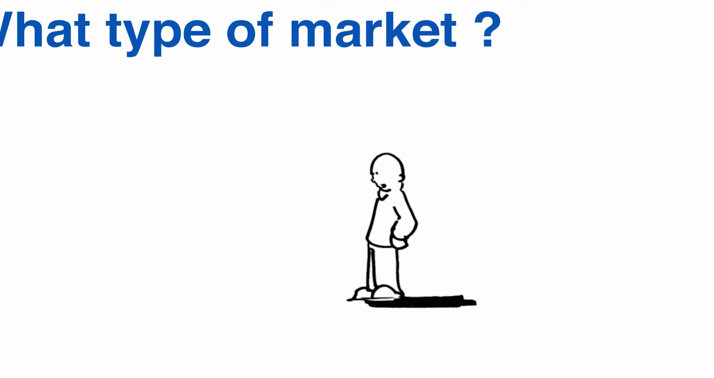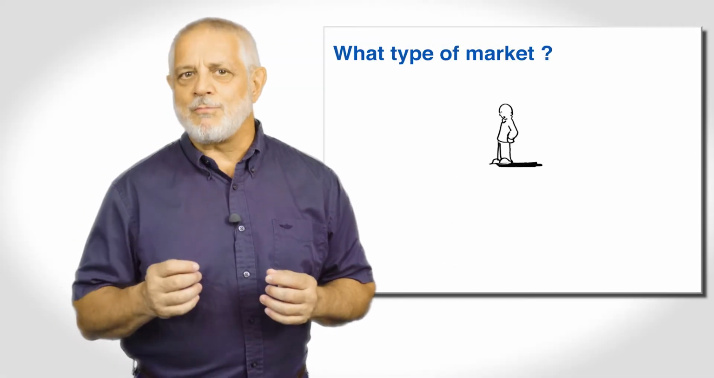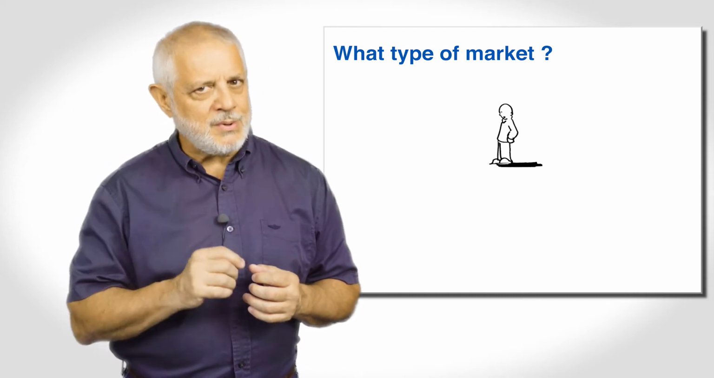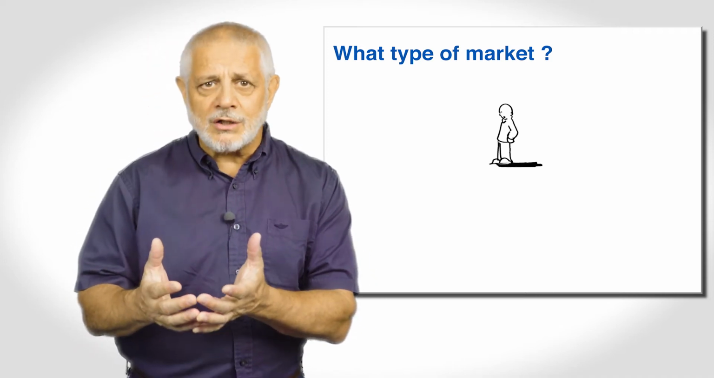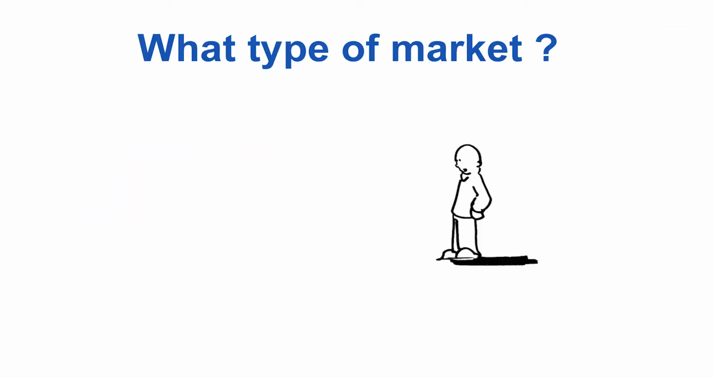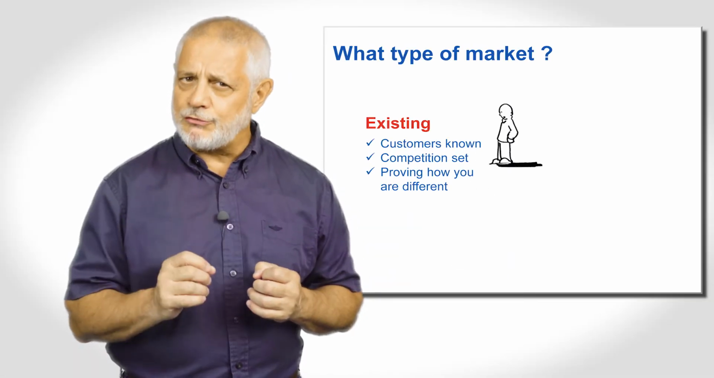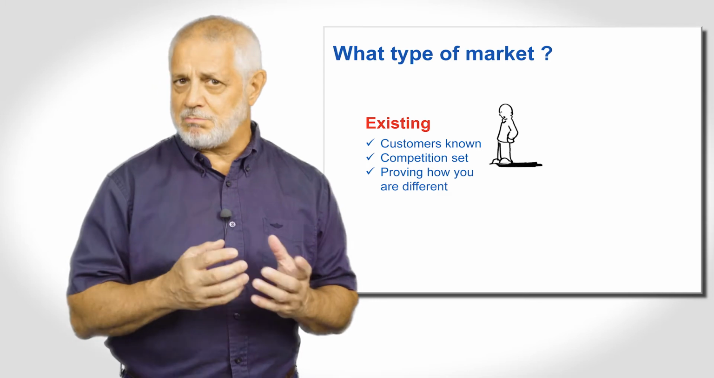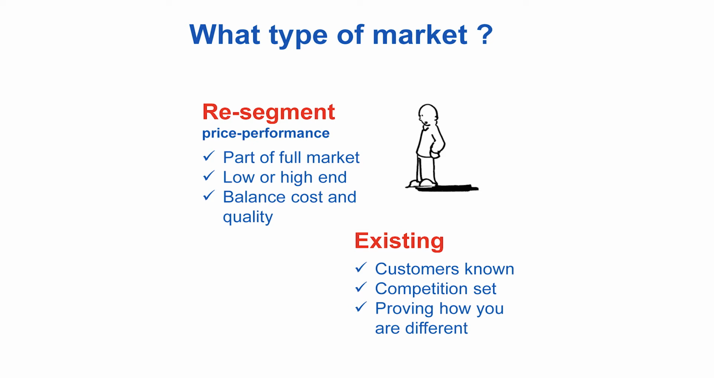Now, the first element we need to consider is the type of market you are entering with your startup or innovation. The type of market will often determine where your focus has to be in engaging the customers: differentiation, matching to a particular subsegment of the market, or education. You need to ask yourself, is this an existing market where the customers are known and competition is well documented, and your efforts will have to be on proving how you're different from the incumbents? Better, faster, cheaper? Are you going to resegment the market by going after a particular level, balancing price and performance so that you're going after only part of the full market?